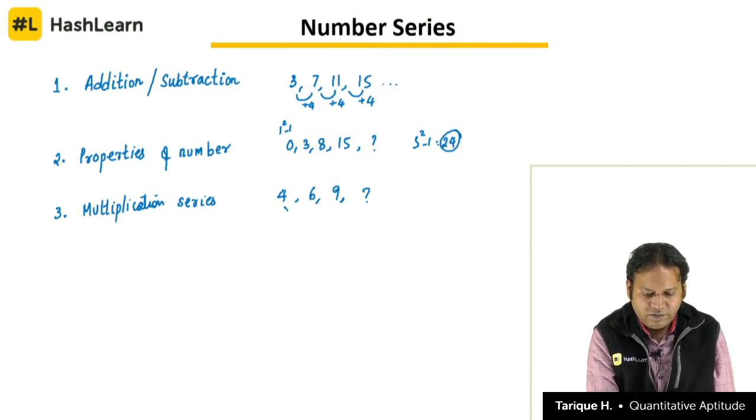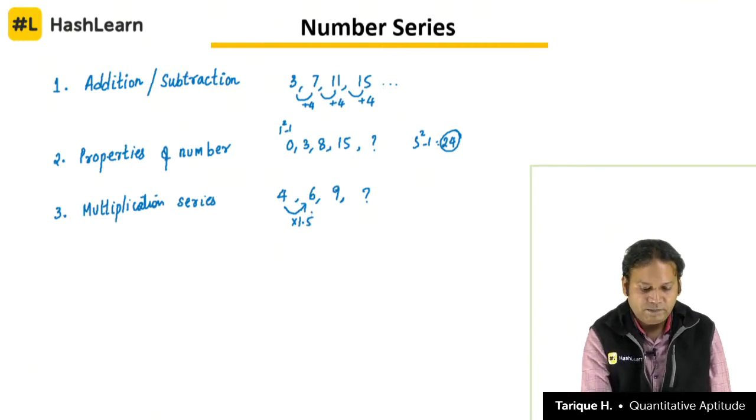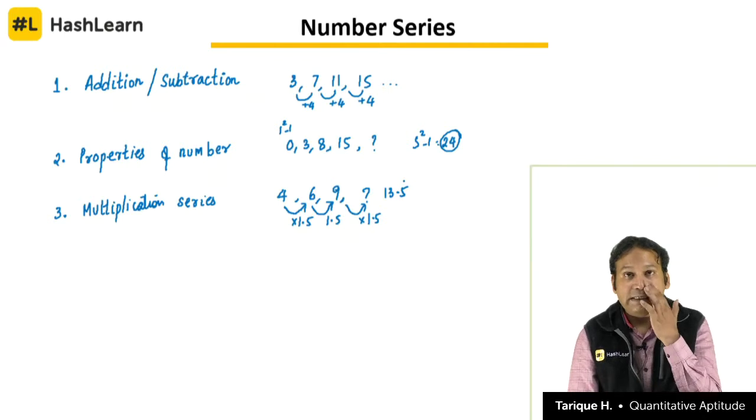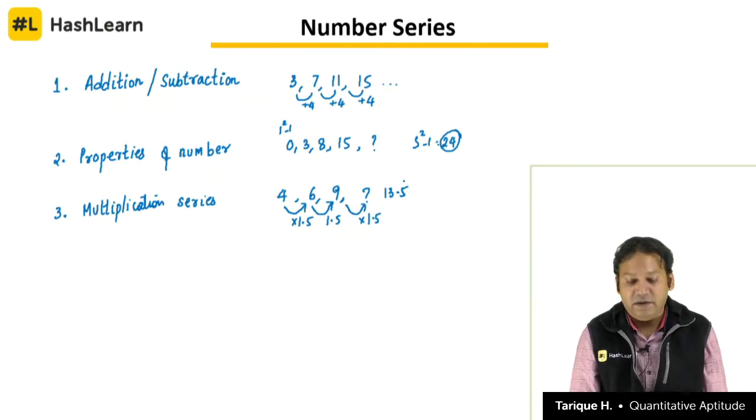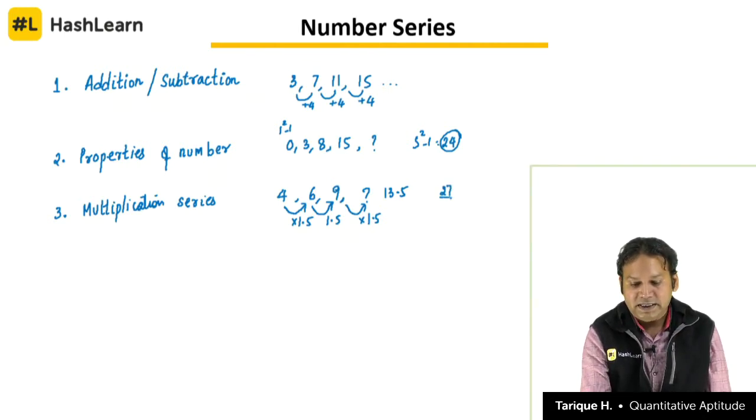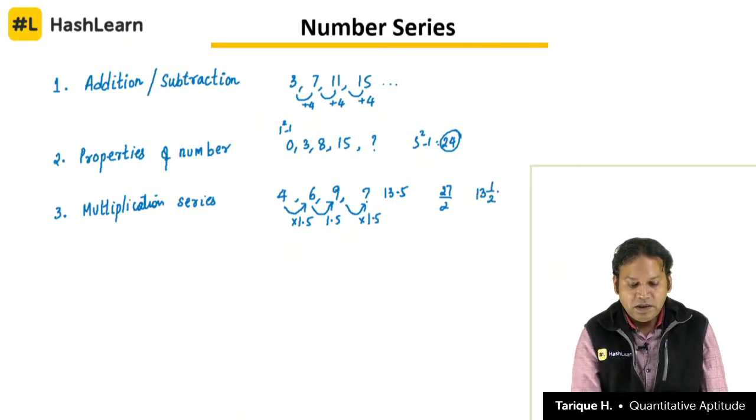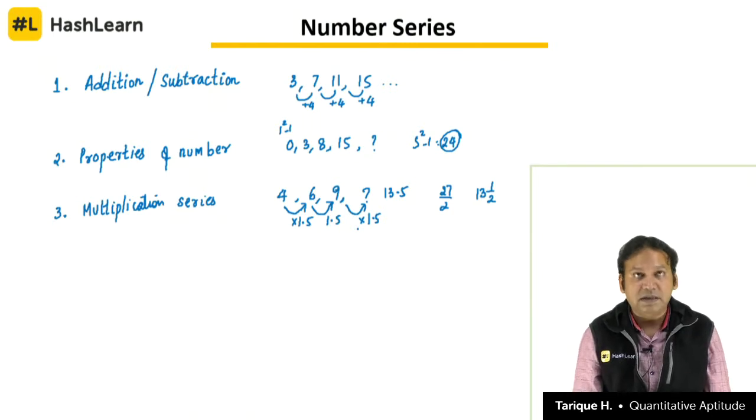Now what is the concept here? 4 and 6, what are we multiplying? We are multiplying by 1.5. So 4 into 1.5 is 6 and 6 into 1.5 is 9. So the next number should be 9 into 1.5, that is 13.5 or 27 by 2. So you can say 13 and a half. Clear? So this is an example of what a multiplication series can look like.